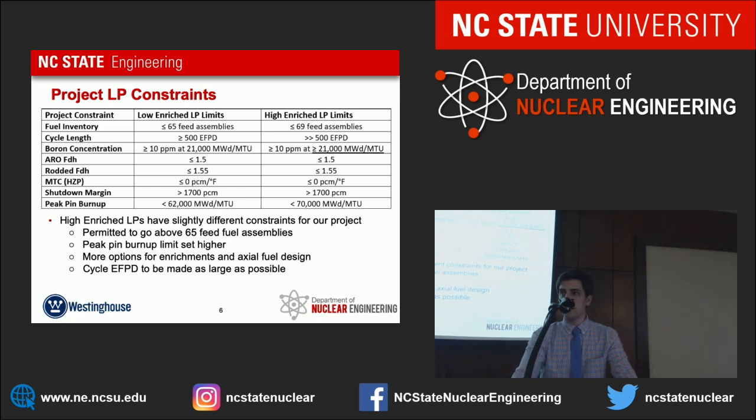So for the peaking factors, we want to stay below 1.5 with all rods out for both cases, low enriched and high enriched. And for the rodded peaking factors with the rods inserted to the rod insertion limit, for both cases, we want to keep that below 1.55, in case inserting rods tends to push out the flux distribution and makes the peaking factors go up any.